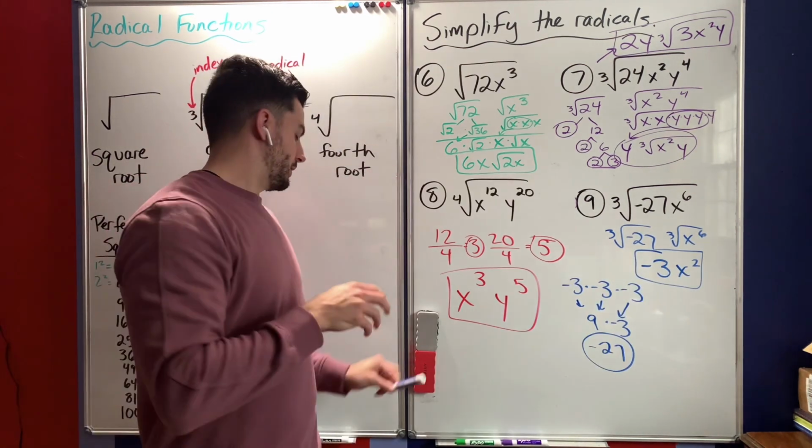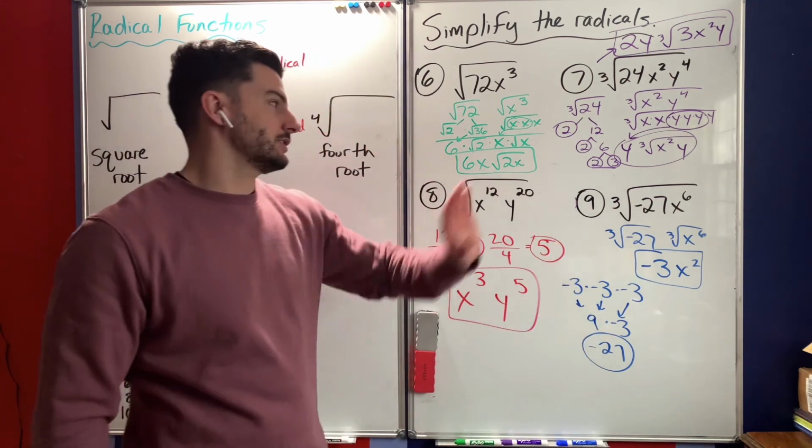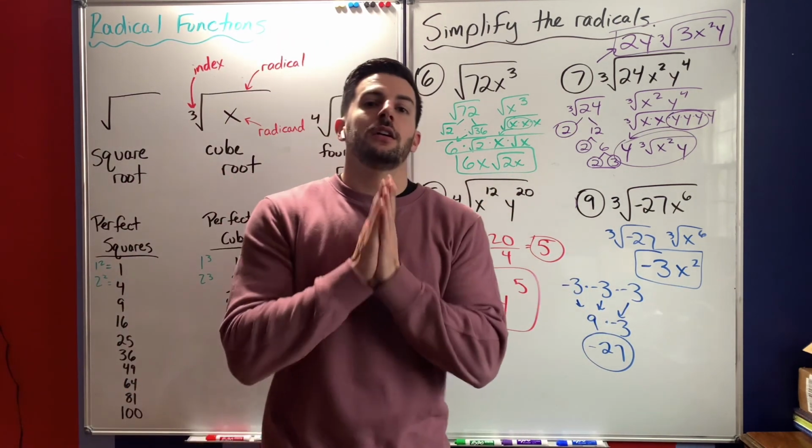So that's all I'm going to do in this one, just simplifying a whole bunch of these radicals with some variables and some negatives and all kinds of stuff. But hope that made sense.